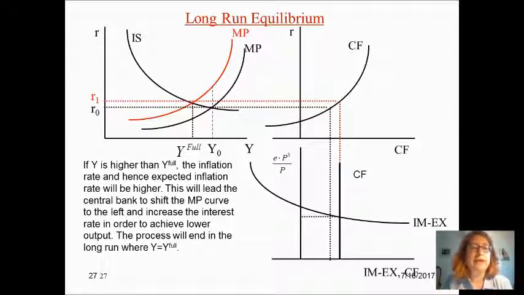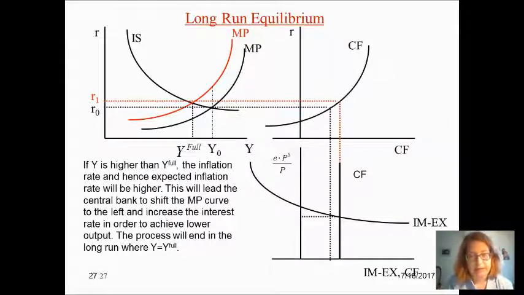If Y is bigger than Y full, then the inflation rate, and hence the expected inflation rate, will be higher. This will lead the central bank to shift the MP curve to the left and to increase the interest rate in order to achieve lower output. The process will end in the long run where Y equals Y full.